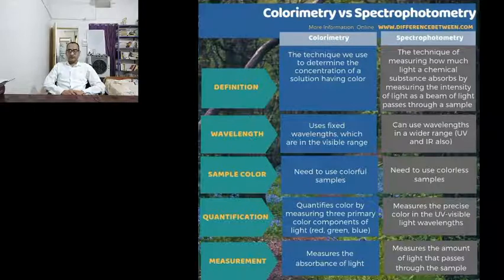In spectrophotometer, you can fix the wavelength manually. You can enter that I want to take the reading at this particular wavelength. But in colorimeter, you can't do that. There are 4 or 5 filters particularly in colorimeter, and you are bound to choose one of those wavelengths.